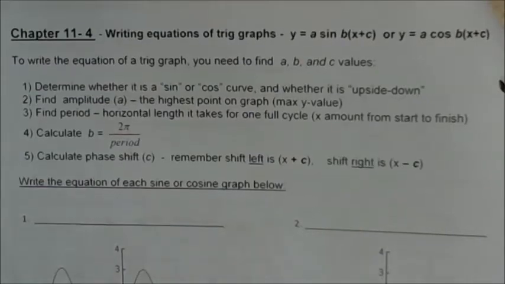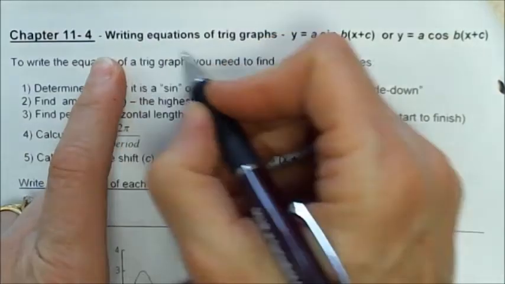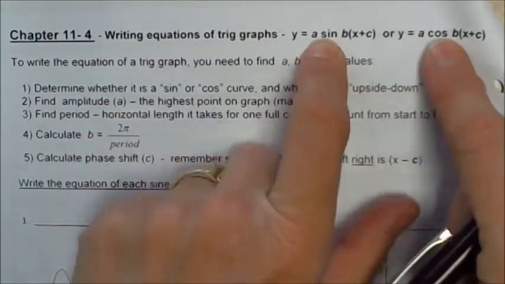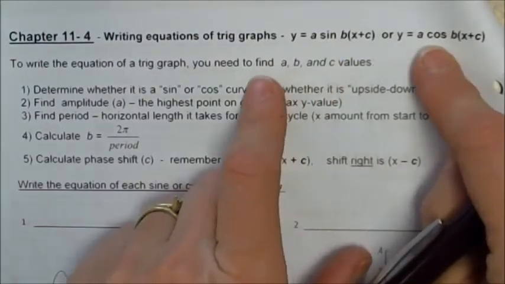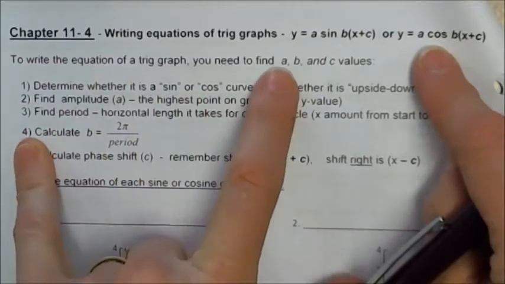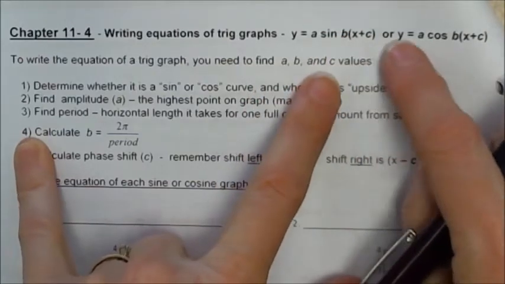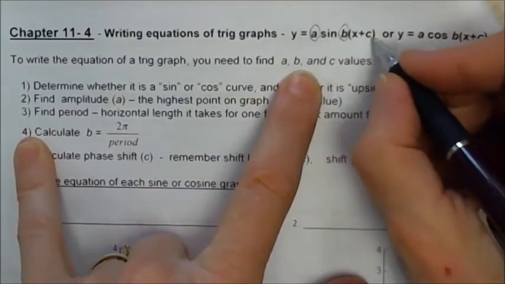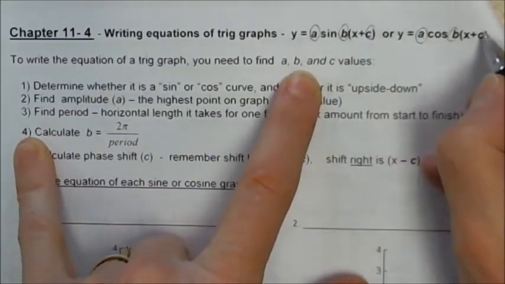On the next page, on page 8, what we're going to do now is write our own equations of the trig graphs with either a sine or a cosine as the basic function. So our job is to write an equation of one of these two trig graphs. You need to find three numbers: the a, the b, and the c value. So you'll see an a needs to be filled in, a b needs to be filled in, and a c needs to be filled in, with either the sine or the cosine.